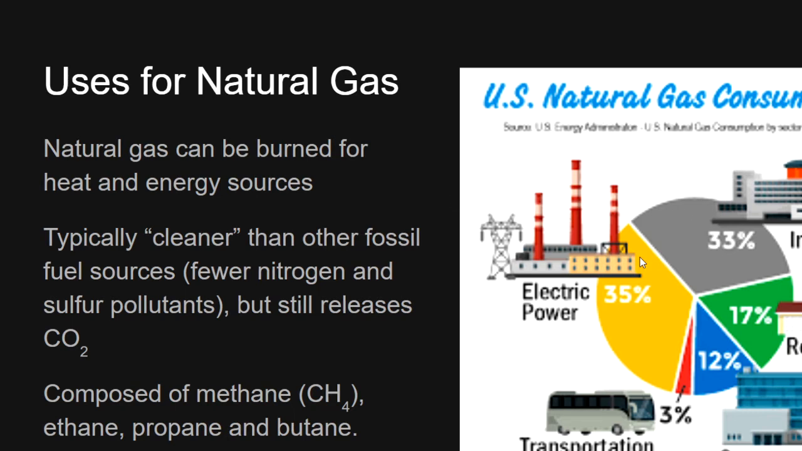So natural gas consumption, we can see here that 35% is used for electric power, 33% used for industrial power, 3% is used for transportation. A lot of mass transit and heavy equipment vehicles are moving toward natural gas, and we've got commercial and residential uses of natural gas.